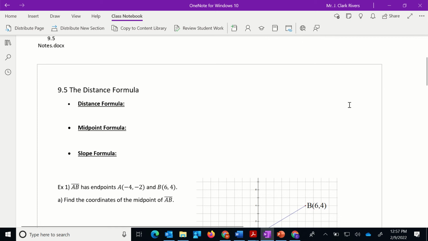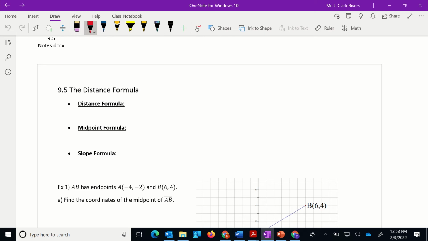Welcome back, everybody. Today we're going to talk about the distance formula, the midpoint formula, and the slope formula. You may know some of these, you may know all of these, but let's recap what they are. I know you saw them in algebra. I think we saw them earlier this year as well.